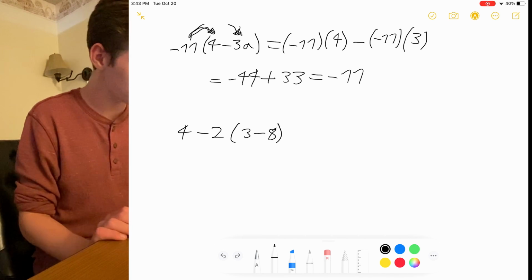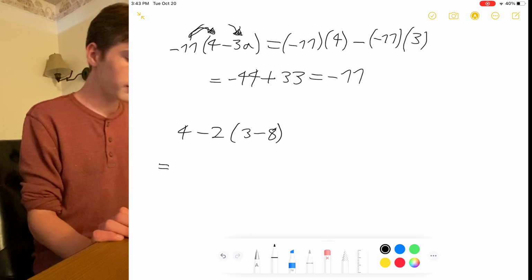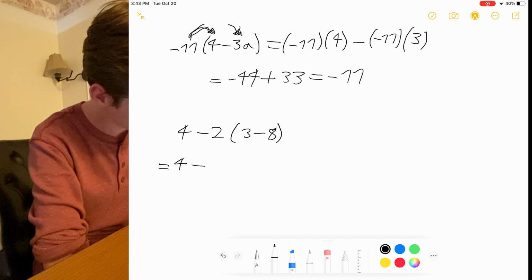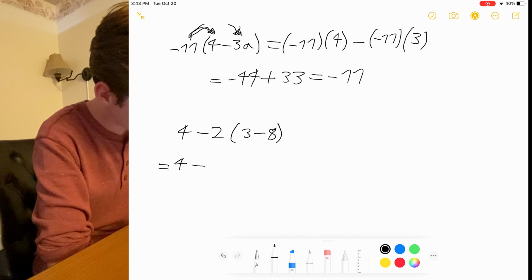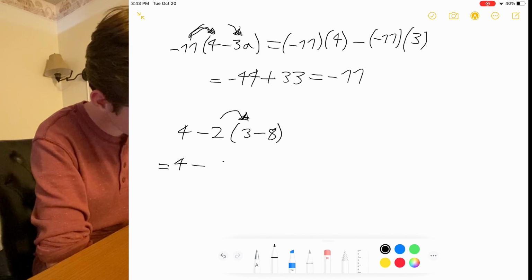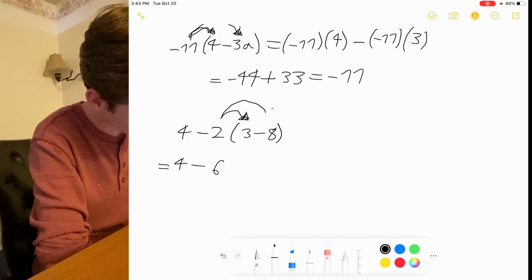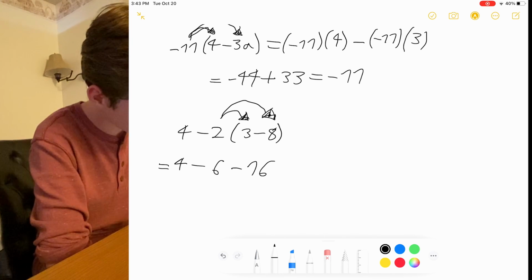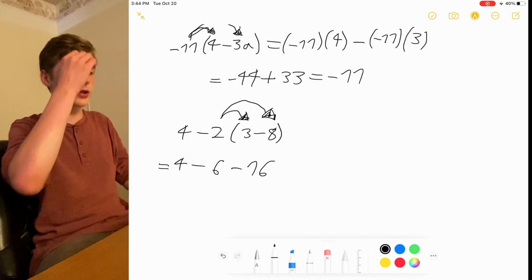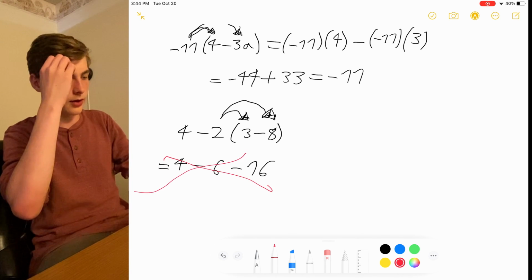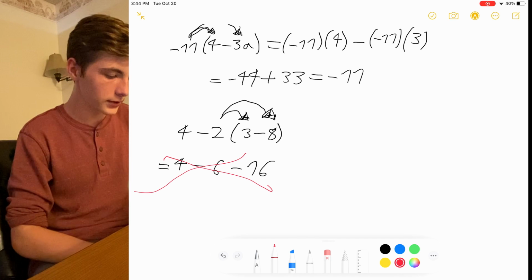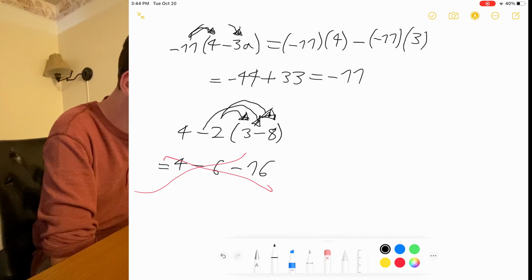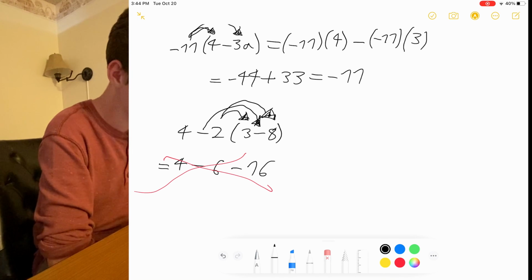What I mean by that is, what a lot of people might do here is say, okay, that's going to be equal to 4 minus 2 times 3, right? So we distribute the 2 in, 2 times 3 is 6, and then minus 2 times 8 is 16, right? Like that. That's what a lot of people would do here, but that is not correct. And the reason for that is because this negative sign is going to change that negative sign into a positive sign.